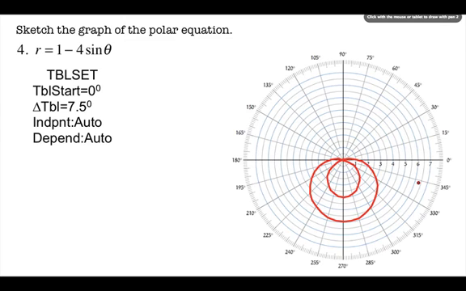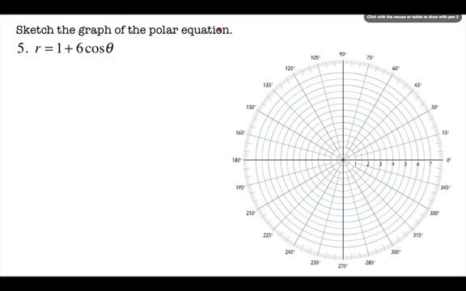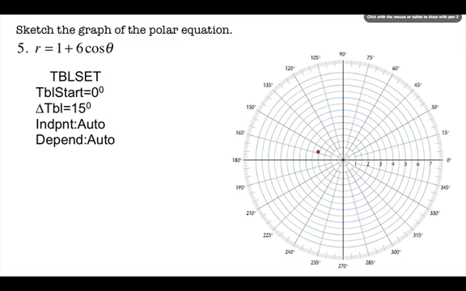Let's go to number 5. Sketch the graph of the polar equation, same directions as the previous ones. The mode, degrees and polar. For the table set, keep the table start at 0, and the change in the table is 15 degrees. Independent, dependent, keep them the same. Go to the y equals and r sub 1, type this in. Once you do that, go to the second table, and it's going to give you a bunch of numbers on this table, and you plot those points into this polar graph, and this is what you should get. And again, you can do this by going to the graph, but you have to play with the window.